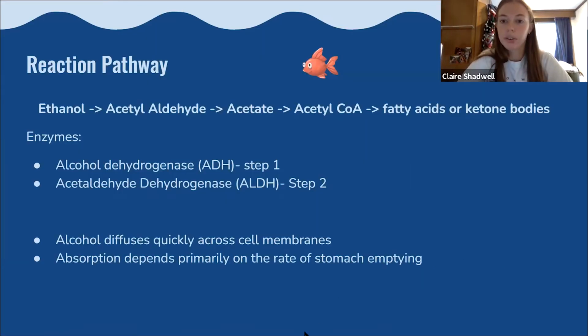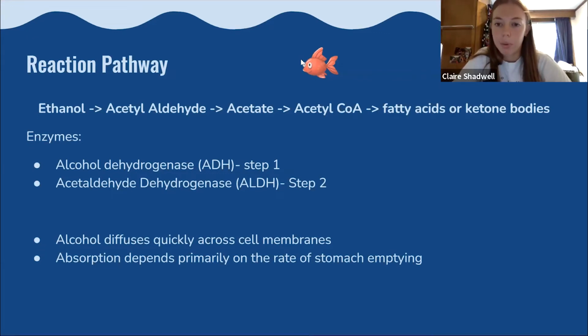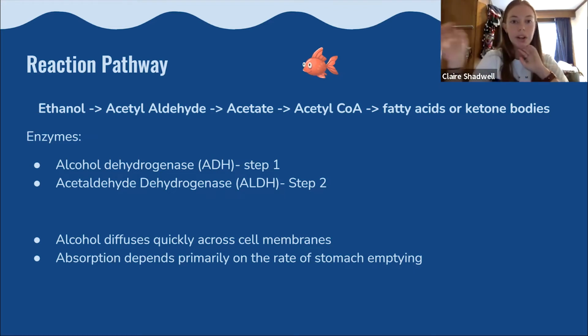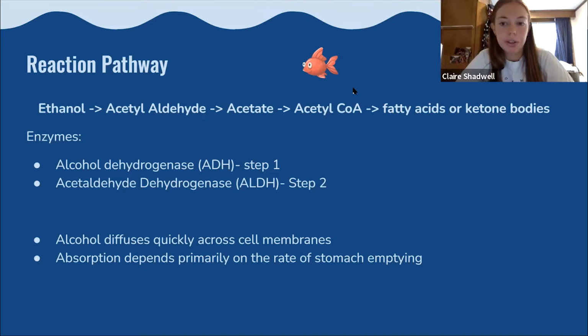Next slide. So in the reaction pathway, ethanol is converted to acetaldehyde by the enzyme alcohol dehydrogenase, and then acetaldehyde is converted to acetate by the enzyme acetaldehyde dehydrogenase. And then acetate is converted to acetyl-CoA, and then, as you know, it goes around the Krebs cycle, or it goes to fatty acids or to ketone bodies. So alcohol diffuses quickly across the cell membrane, and absorption depends primarily on the rate of stomach emptying.